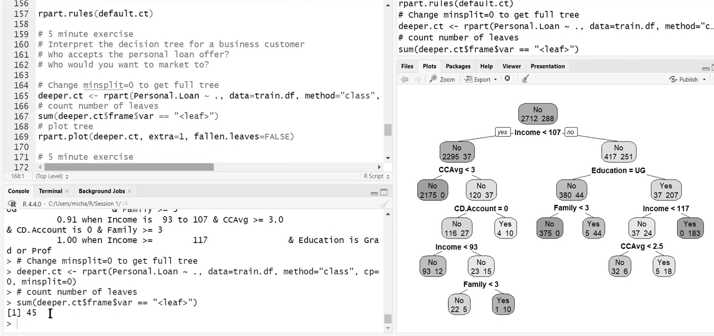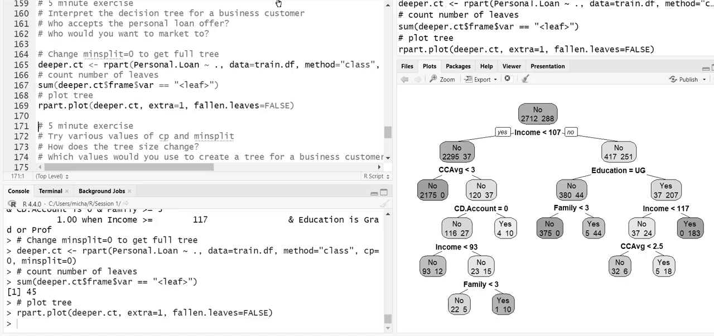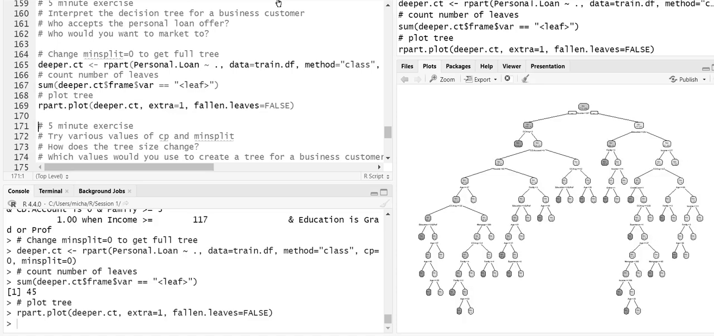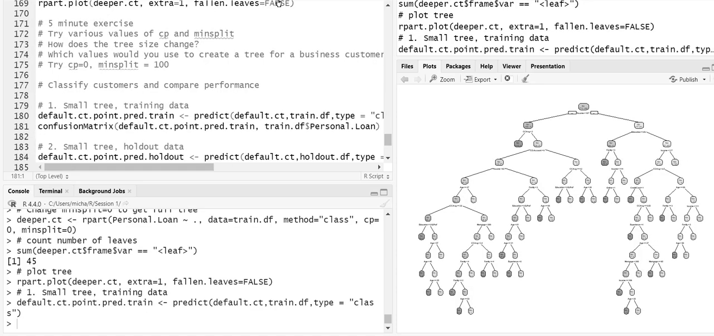So you see here we now have 45 different leaf nodes, whereas in this one we have far fewer. This is a leaf node, this is a leaf node, so like 1, 2, 3, 4, 5, 6, 7, 8, 9, 10. We have 10 leaf nodes. Here we have 45 leaf nodes, right? So a much bigger tree. And it's so big that when we visualize it, we can't even see what's going on.